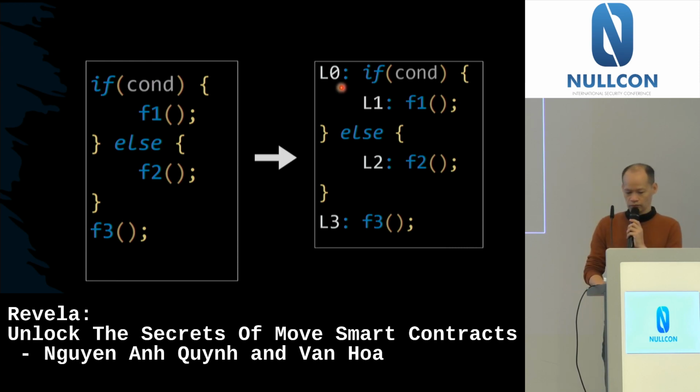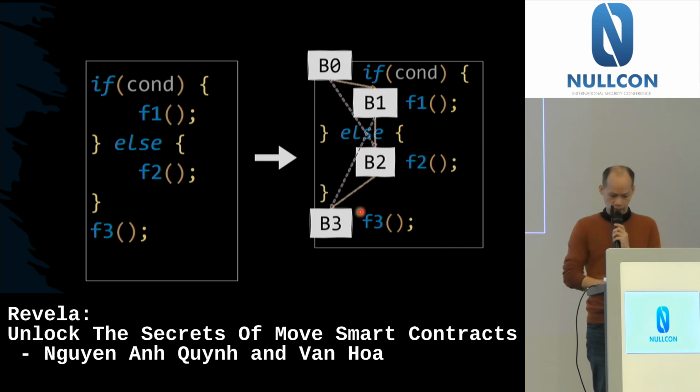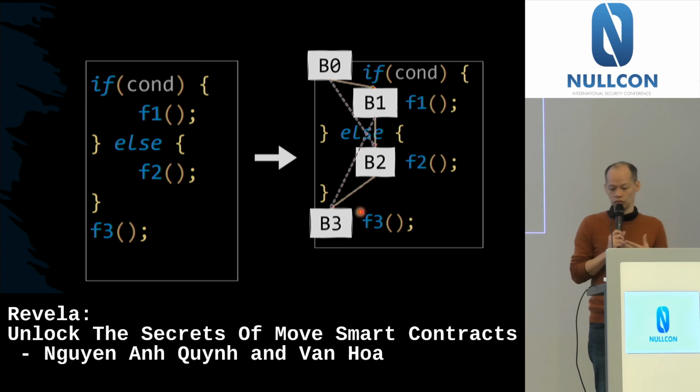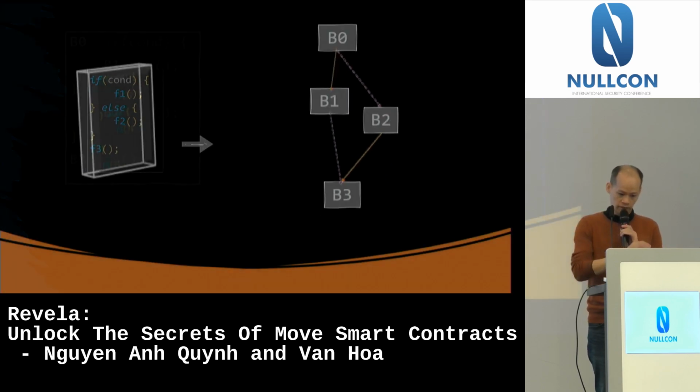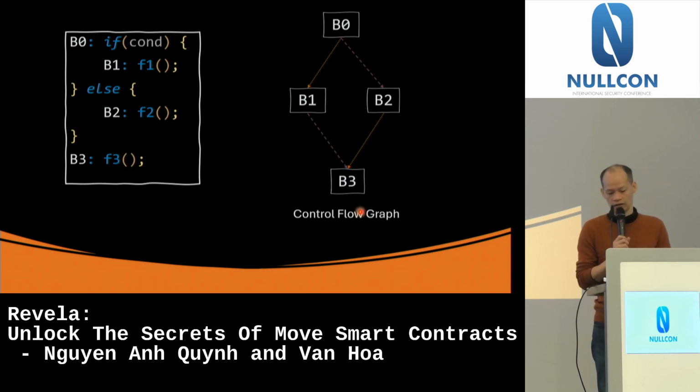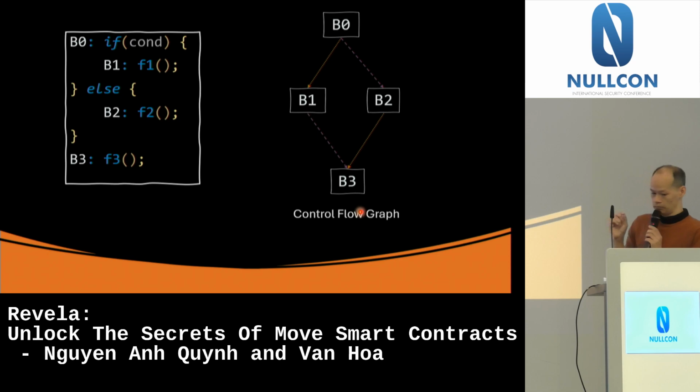So we have a few blocks: block 0, block 1, block 2, and block 3. And we try to connect them, B0 to B1, B2, and B3. So we have something like this. B0 can branch to B1, B1 can branch to B3, B0 can go to B2, B2 can go to B3. And there's no connection between B1 and B2 because the two branches of the if checking condition cannot go to each other.